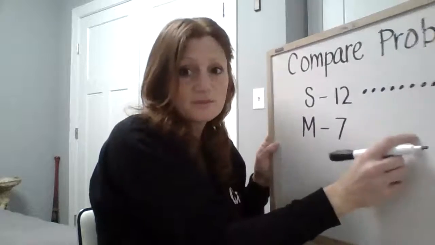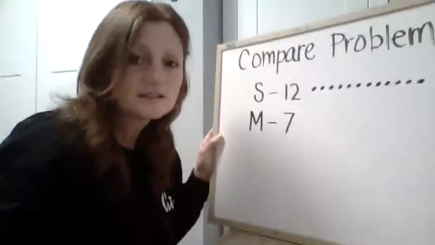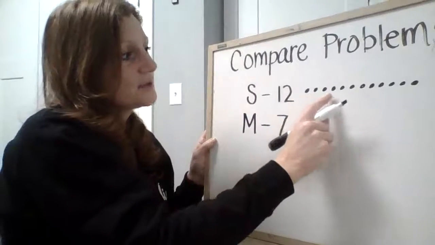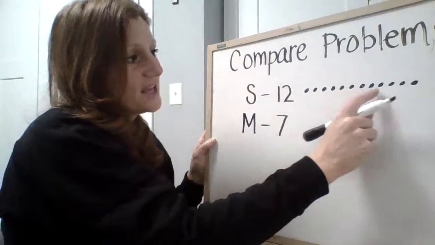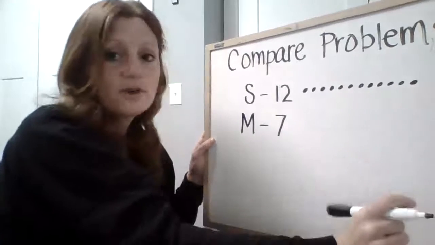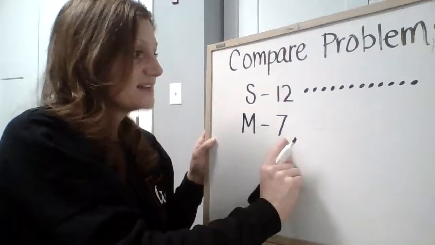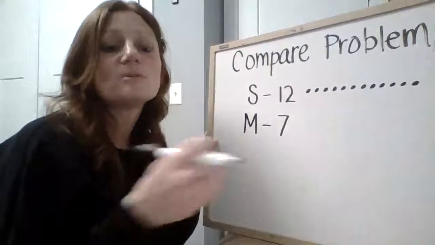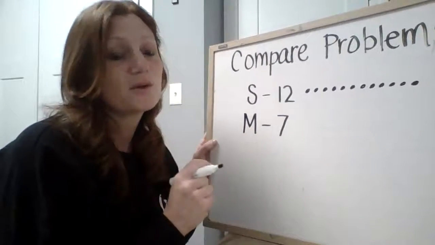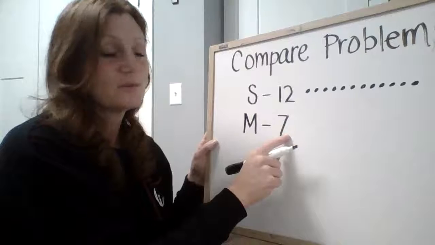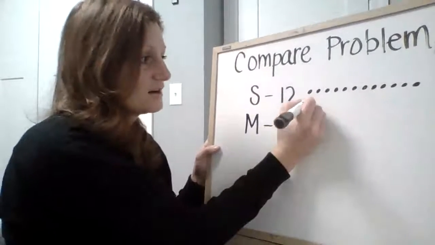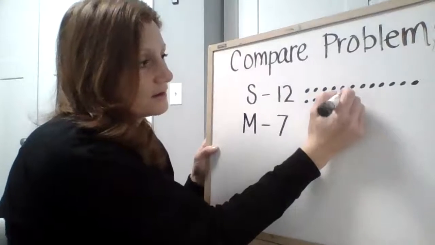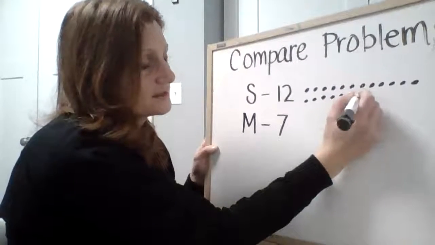I'm going to double check to make sure I drew the right amount of dots, because if not, I could make a mistake. 1, 2, 3, 4, 5, 6, 7, 8, 9, 10, 11, 12. Okay. And then I know Melissa has 7. Now remember when I lined up my trains, I matched them up. I'm going to do the same thing when I draw my dots now for Melissa. So I'm going to draw 7 dots under here. 1, 2, 3, 4, 5, 6, 7.